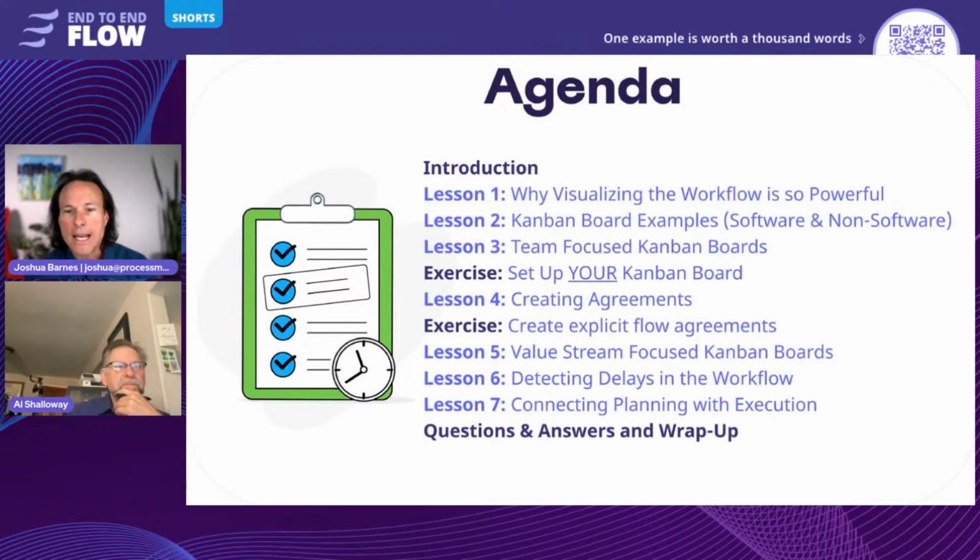From there, we're going to get into detecting delays in the workflow, using Kanban boards, especially Kanban boards with columns that are queues for when work is waiting, to be able to see how long and how much and what's causing those delays. And then we'll wrap up with connecting planning with execution, Q&A, and wrap up. So this is an example-based approach to a very short workshop that will show you how to look at your workflow, how to look at agreements that are really going to help make your work continue to improve from a flow perspective, and a really good way to detect delays.